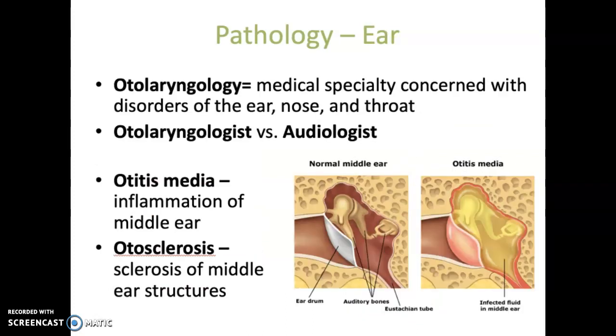Okay, some pathology related to the ear. So we'll start with otitis media. This is inflammation of the middle ear, typically due to an infection, either bacterial or viral. And otosclerosis is a hardening of the ear ossicles in the middle ear, which typically results in hearing loss.